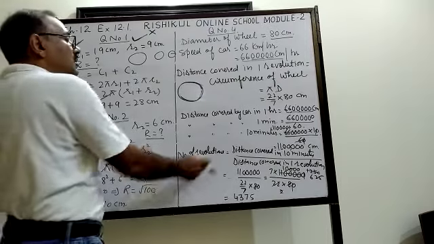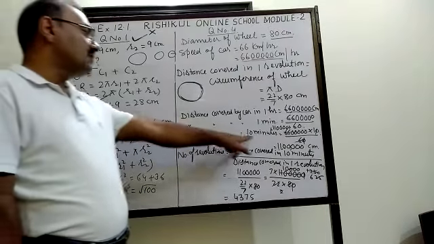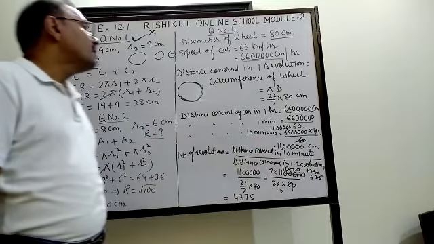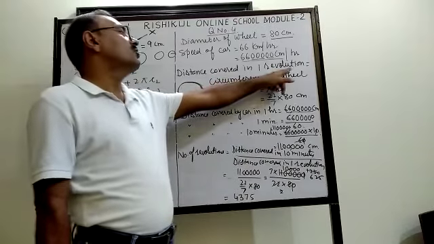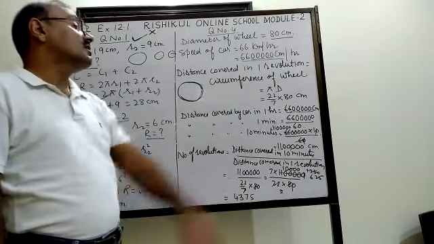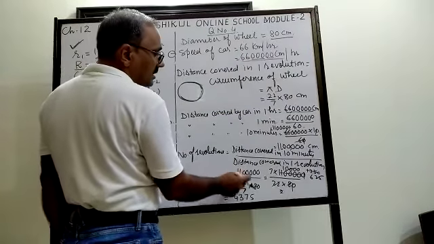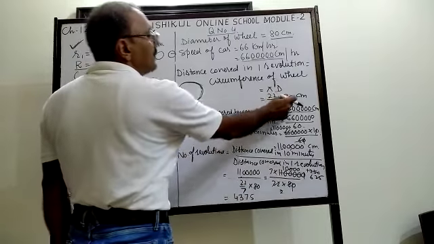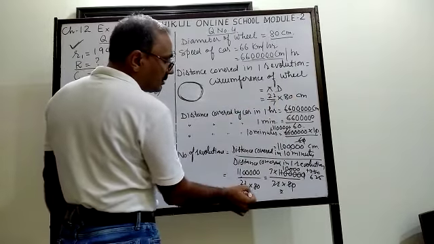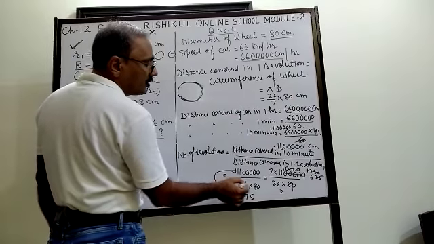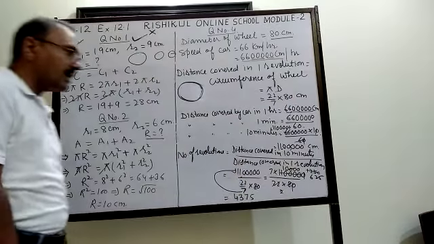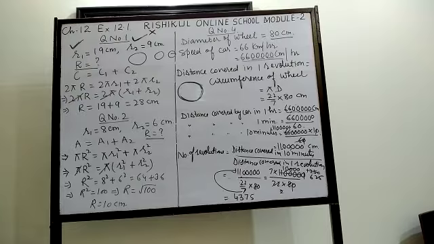Then number of revolutions is distance covered by the car in 10 minutes, divided by distance covered in one revolution, or you can say circumference of wheel. Clear? And this 11 lakh divided by 22 upon 7 into 80, and here 7 into this multiply, and 22 by 80 here, and after simplifying you will get 4375 revolutions. Number of revolutions by the car is 4375.